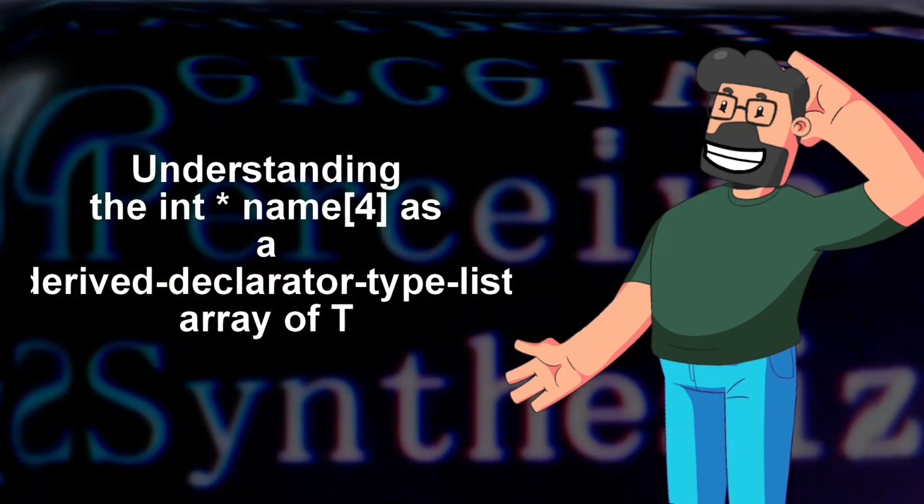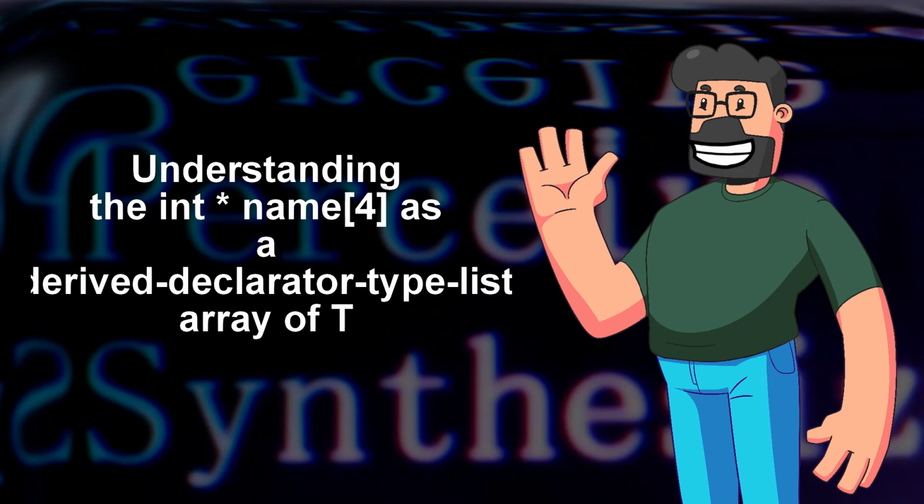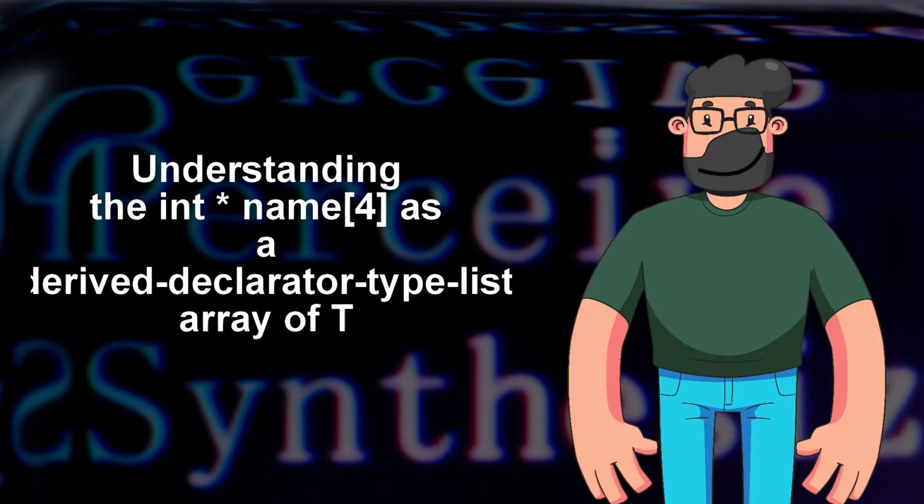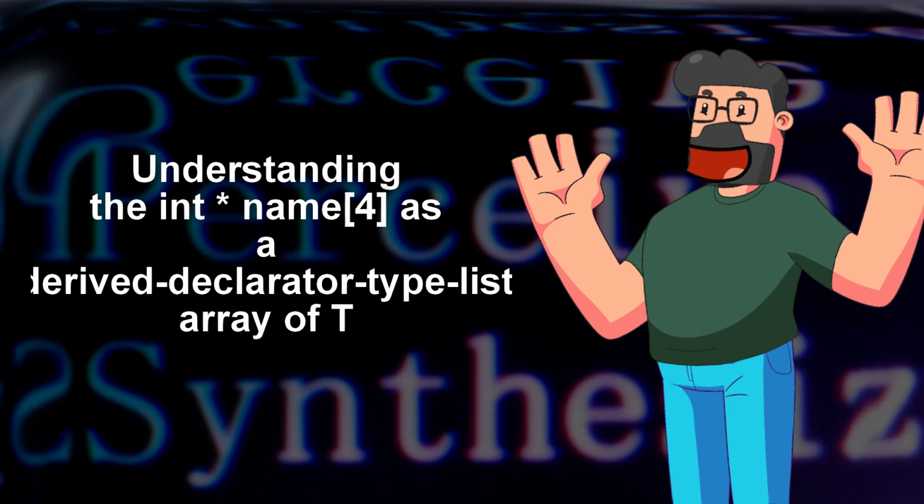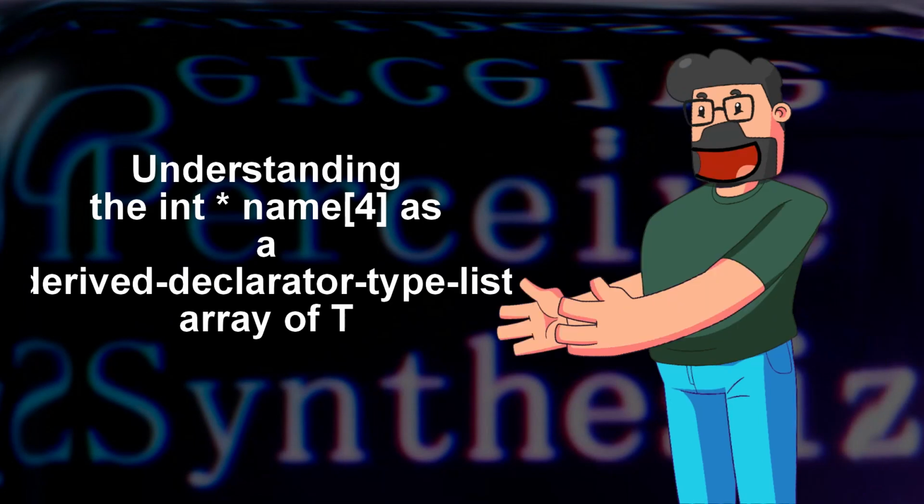Expanding on the solution, further examination of C17 6.7.6.2 reveals that the type specified for name in int name[4] is simply array of int. By combining this with the previous deduction, we solidify the understanding that int *name[4] declares an object of type array of pointer to int.